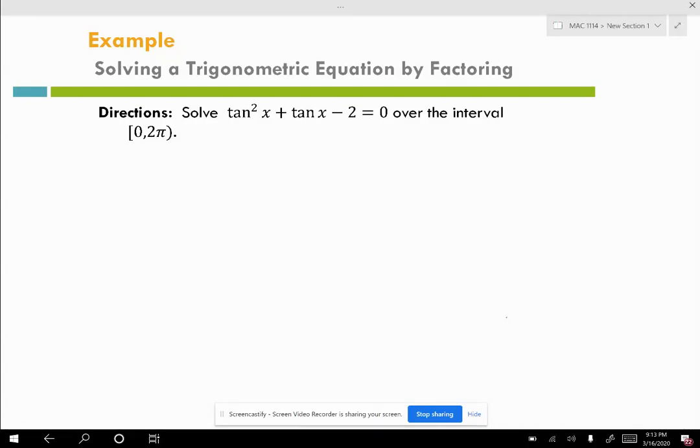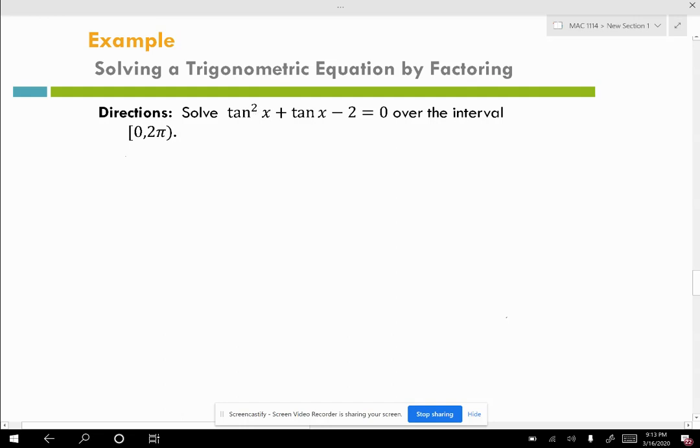All right, you guys, in this next example, we have solve tangent squared x plus tangent x minus 2 equals 0 over the interval from 0 to 2 pi. Okay, so we're going to walk ourselves through those same steps we looked at before. So first we need to determine whether or not the equation we've been given is linear or quadratic. Okay, when we look at this problem, we see the second exponent here, which lets us know that our problem is quadratic this time.